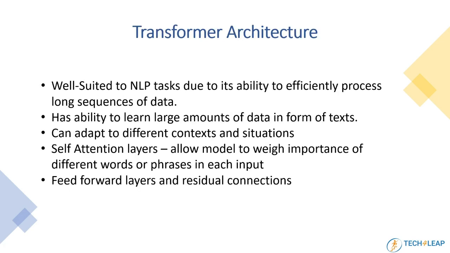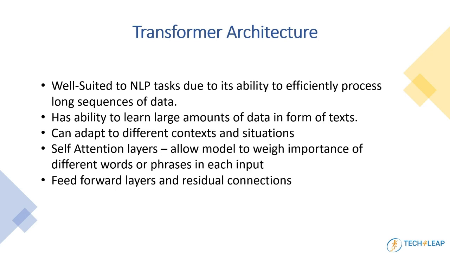The ChatGPT model is made up of transformer architecture. This transformer architecture is well suited for natural language processing tasks due to its ability to efficiently process long sequences of data. It has also got the ability to learn large amounts of data in the form of text, and it can adapt to different contexts and situations.